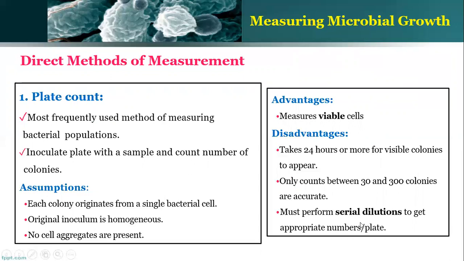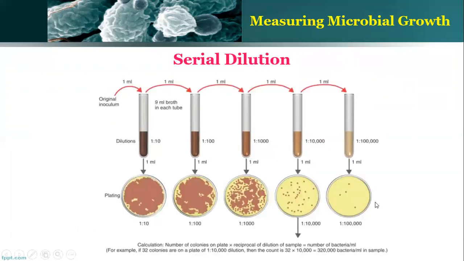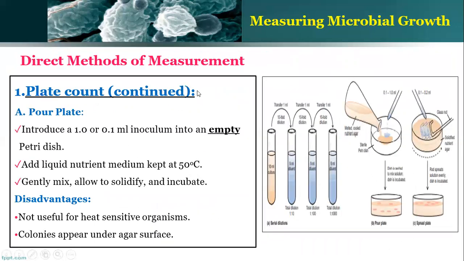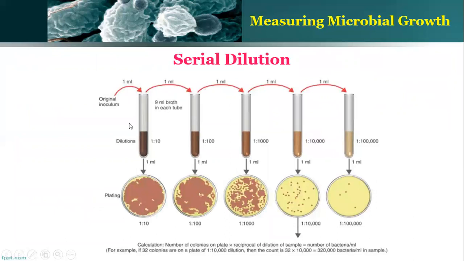and you must perform serial dilutions to get an appropriate number. Whatever sample is taken for counting the bacteria should be diluted by the serial dilution process. This is the serial dilution process here. Based on the number of dilutions, you have to choose the test tubes. Here in this image, 5 test tubes have been taken and each test tube is filled with 9 ml of sterile nutrient broth. Broth is a liquid medium.